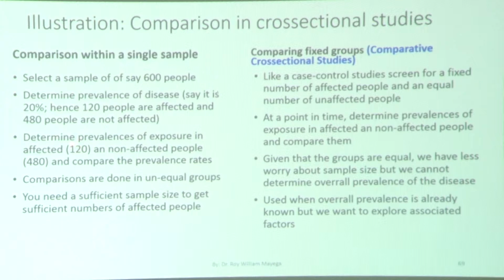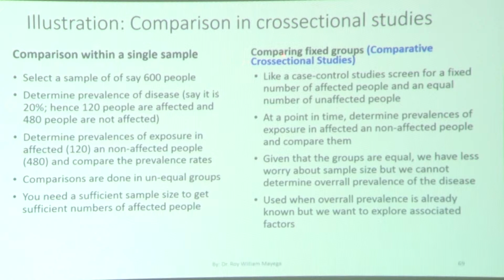So then we get the 120 people, we look at their exposures, and the 480 non-affected people, we look at their exposures, and then we compare the prevalence of exposures in the cases and in the controls, which is like a case control. But remember that these exposures are occurring at the same point in time. So these comparisons are done in unequal groups. So this can be done if you have a sufficient sample size that will give you sufficient numbers of affected people. If you get a very small number here, like 5 cases, then you cannot compare.